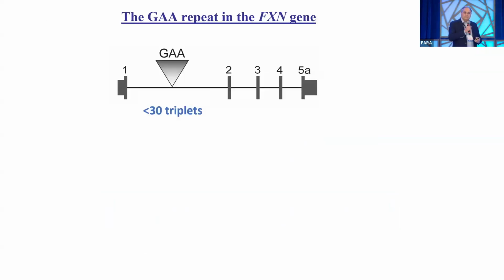Now, this is the gene, the frataxin gene. It's actually quite a small gene when you think about it in terms of the other genes in the human genome. And in the first half of that gene, that triangle that I'm showing you there, is the GAA repeat sequence. As long as this repeat is less than 30 triplets, it doesn't cause FA. Now, we've heard this before. What does it look like?